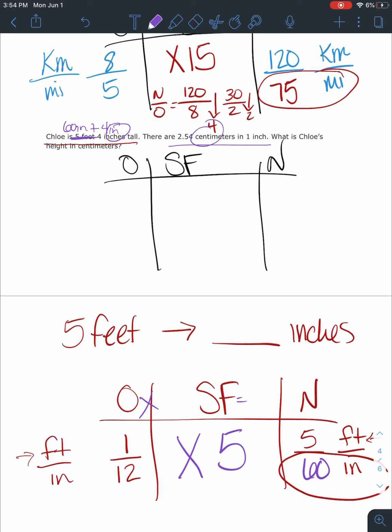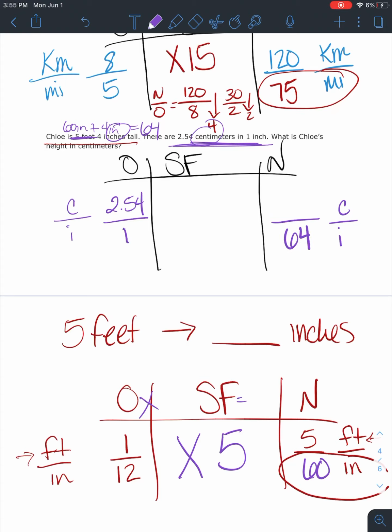Okay, here's my original ratio that I'll use for this conversion. Centimeters and inches. Okay, so 2.54 centimeters, 1 inch. And then we will do centimeters on top again, inches on the bottom. Well, the total number of inches that Chloe is, is 64.